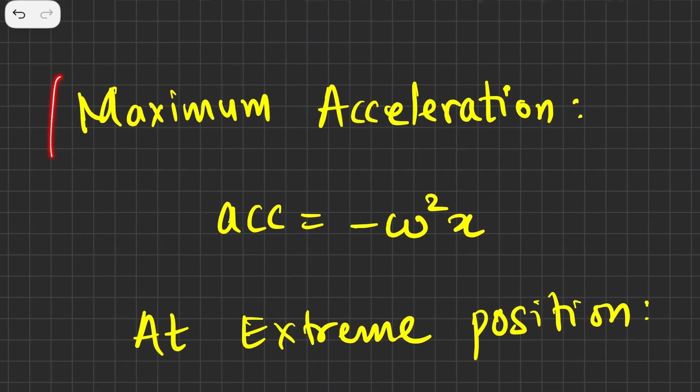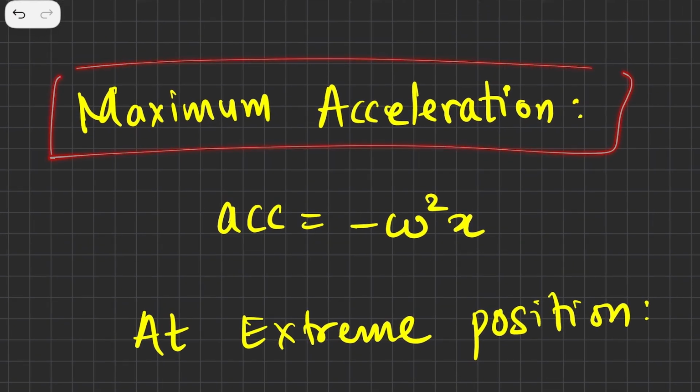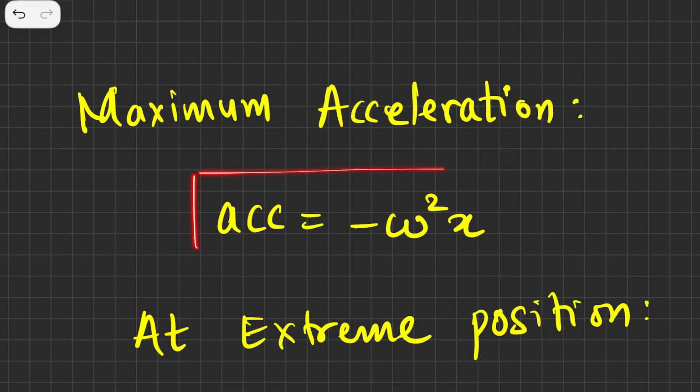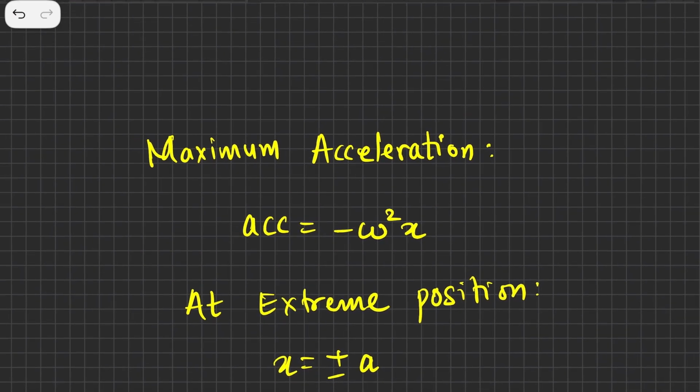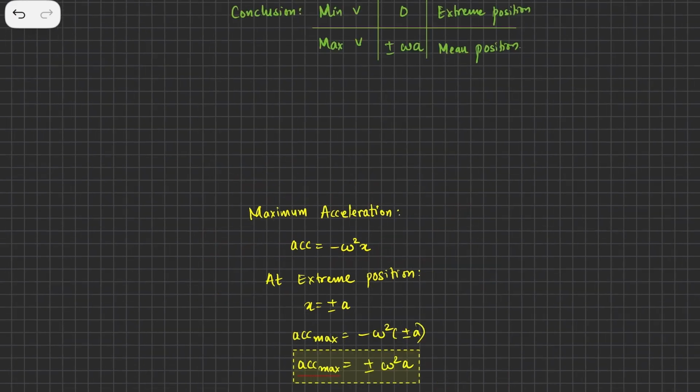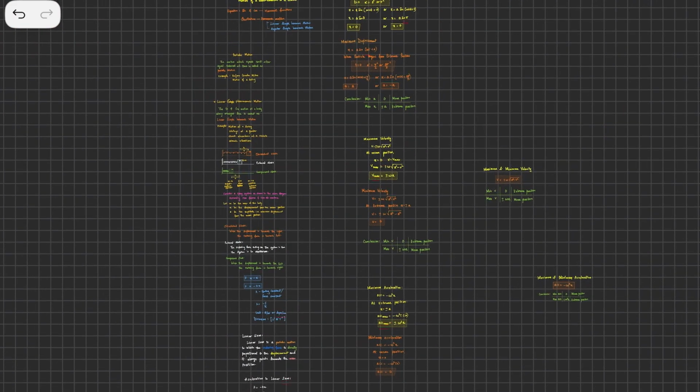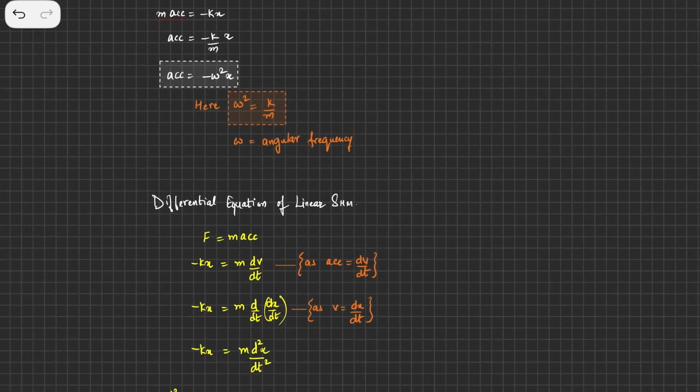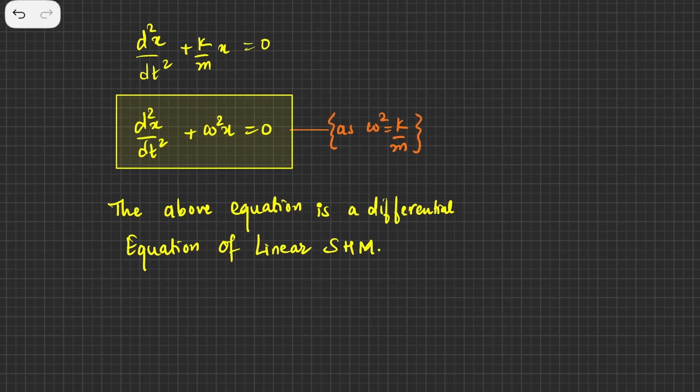Now today we are starting with maximum acceleration. Now maximum acceleration, if I wish to find out, I will be using an equation which I have already derived. Acceleration is equal to minus omega square x. This I have derived in one of the notes. If you see the notes, I'll just show you where I have derived it.